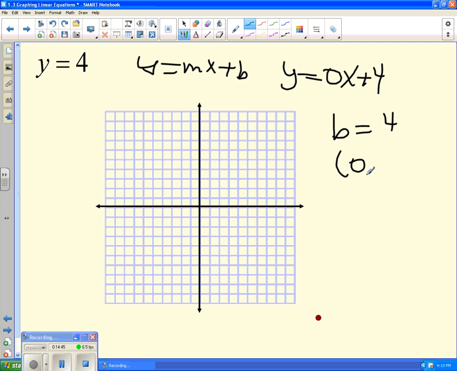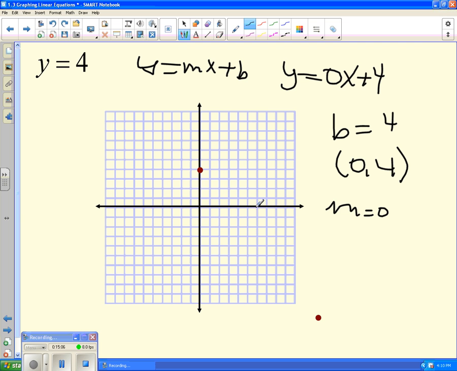Okay, so let's go ahead and plot that point. So I go to 0 and go up to 4. There's my point. Now, my slope. My slope is 0. The coefficient of x is 0. So from this point, I can't go up, down, left, or right. It's just sitting there. So what does that mean? How do I figure out the rest of my points?